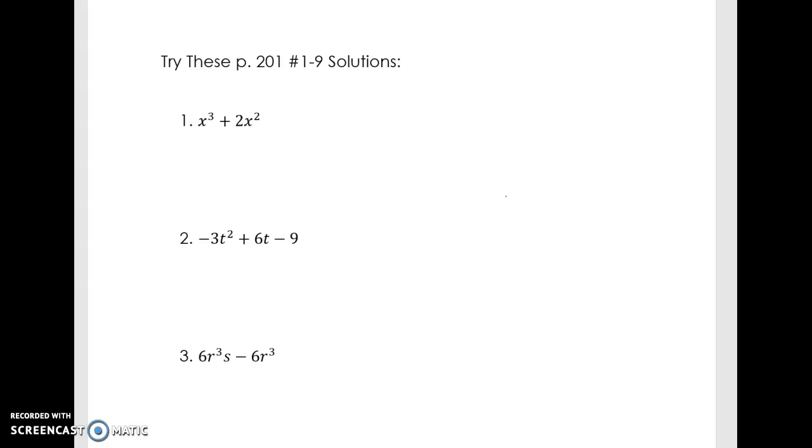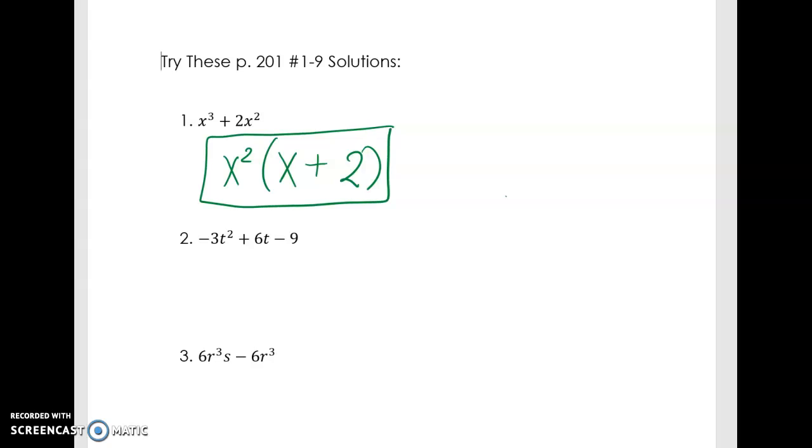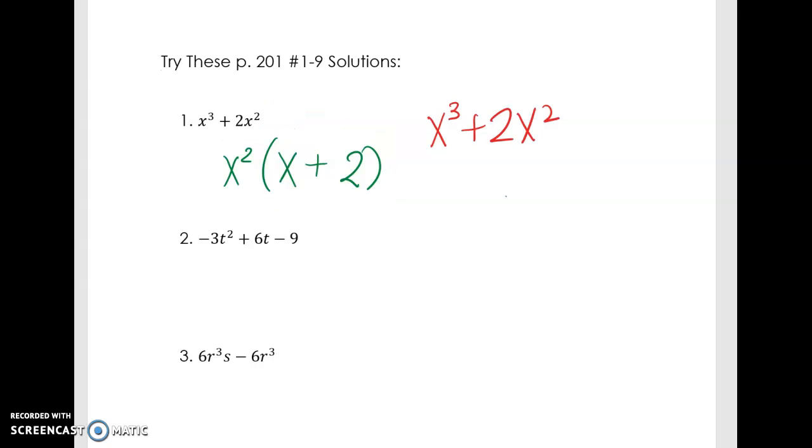So for number 1, we are going to factor out the greatest common factor of both terms, which is going to be x squared. X squared goes into x to the third power, x to the first time, plus 2. That's your factored form. If I wanted to check my work, I would multiply it out again. X squared times x to the first is x to the third, plus 2 times x squared, which is 2x squared. That is my original polynomial, so that is correct.